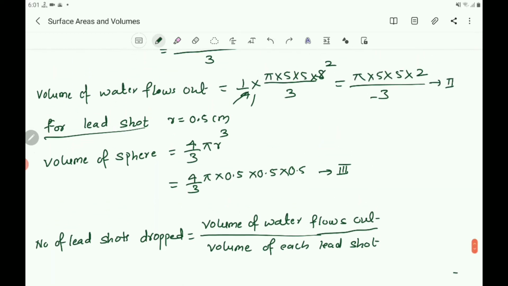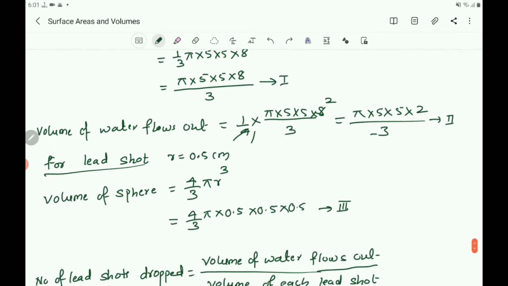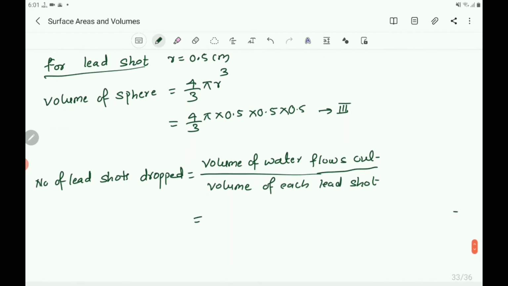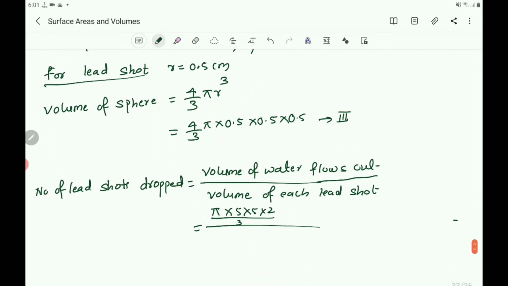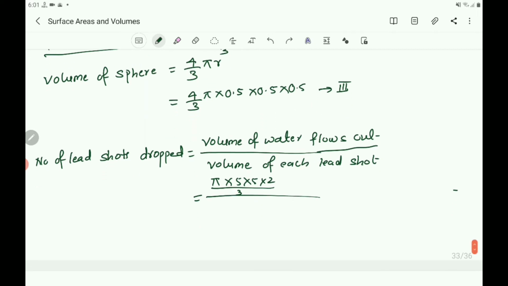Then you write the volume of water that flows out is this one, 5 into 5 into 5 into 2 divided by 3. Then that whole divided by the volume of each lead shot, this one. So you write 4 by 3 pi into 0.5 into 0.5 into 0.5. So you can write this as by 3.